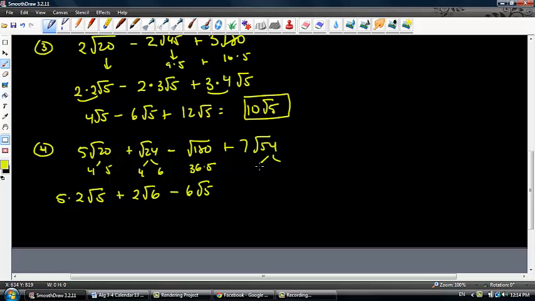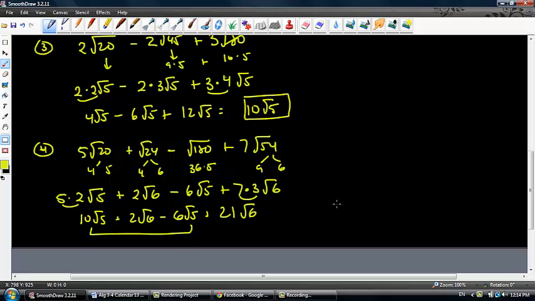And then rad 54 is 9 and 6. So that would be plus 7 times 3 rad 6. So let's multiply what we can. 5 times 2 and 7 times 3. This is 10 rad 5 plus 2 rad 6 minus 6 rad 5 plus 21 rad 6. The rad 5s can combine, which is 4 rad 5. The rad 6s can combine, which is plus 27 rad 6. Not 27, sorry, 23.